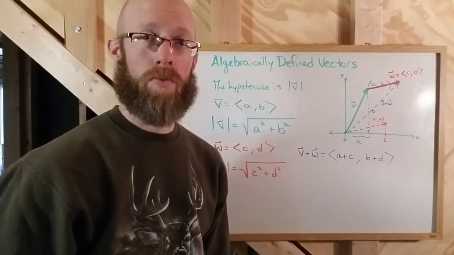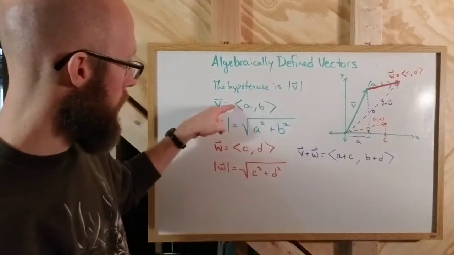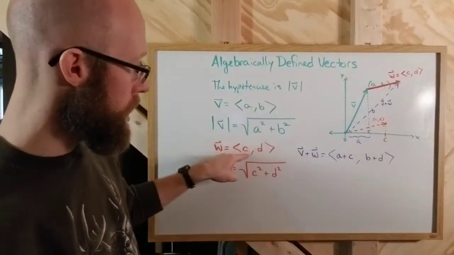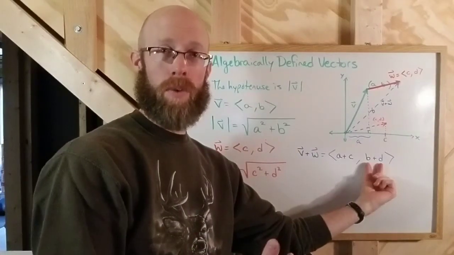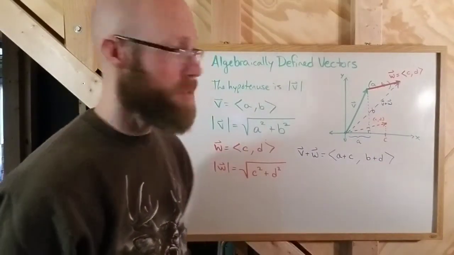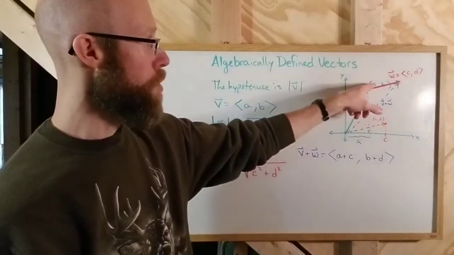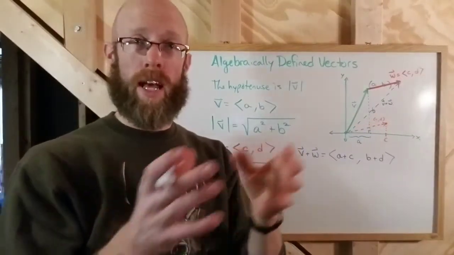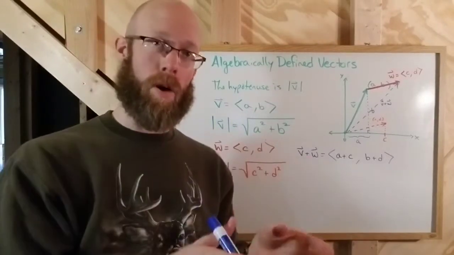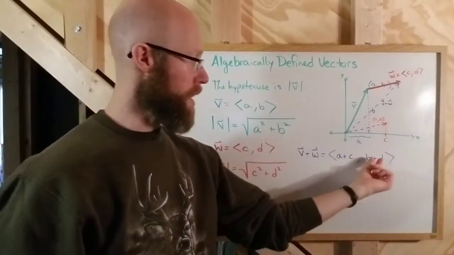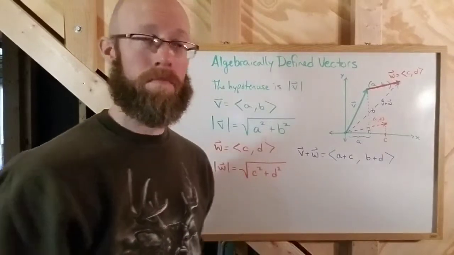And so as a general rule, if you add two vectors, A, B, and C, D together, you just add them by component. We call these components rather than coordinates. So coordinates are for points. The point AB would be coordinate A, coordinate B. The vector AB would be component A and component B. So here you add by components to get the sum.